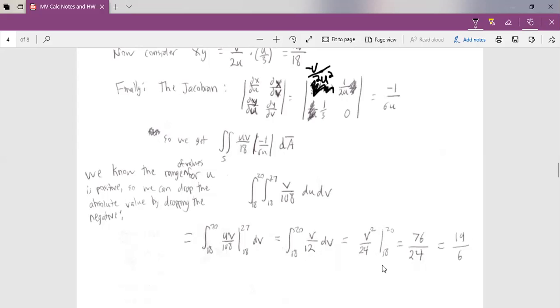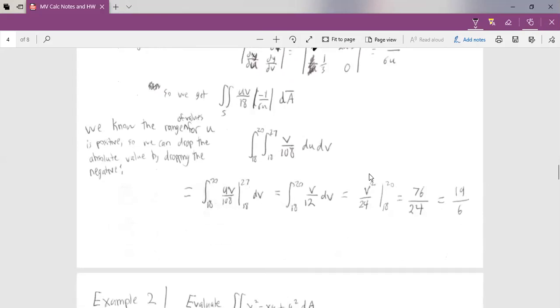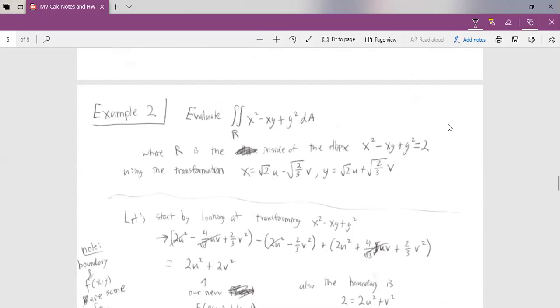Now we get v squared over 24, evaluated from 18 to 20, which is going to be 76 over 24, or 19/6. And there's our answer. Done. That is our volume. So let's look at another one.